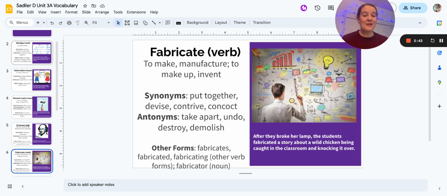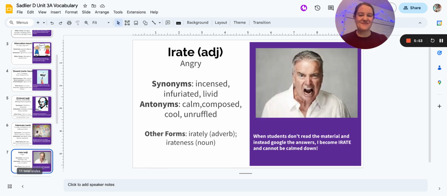After they broke her lamp, the students fabricated a story about a wild chicken being caught in the classroom and knocking it over. That's a lie. They made that up. They invented it.